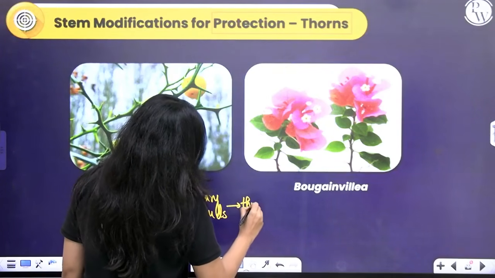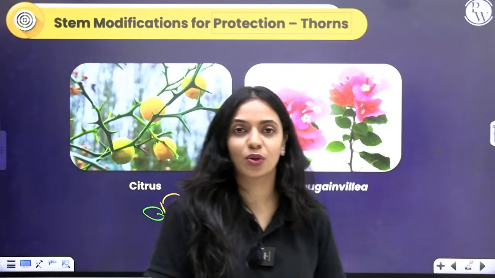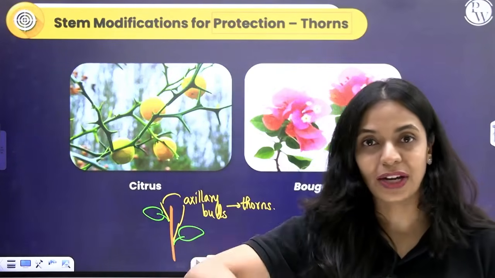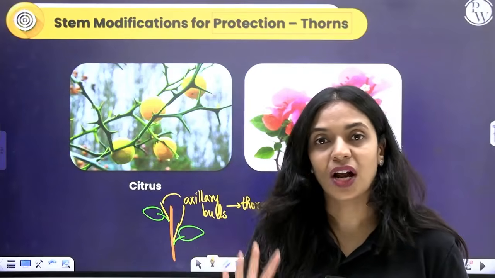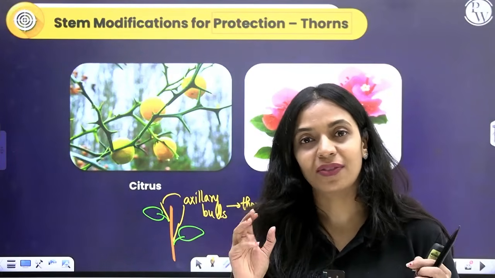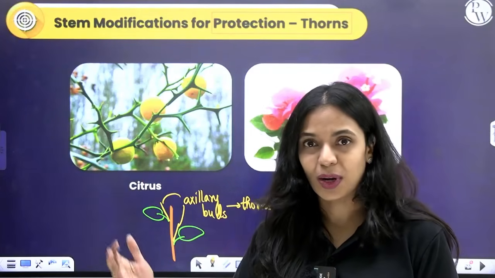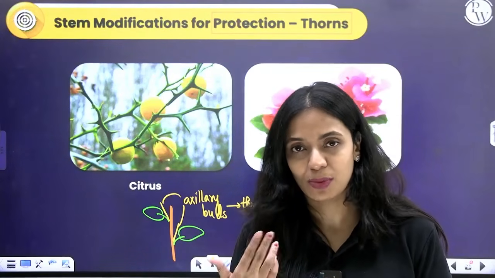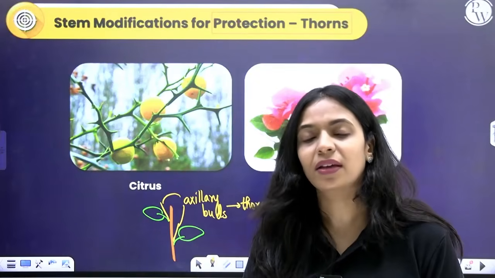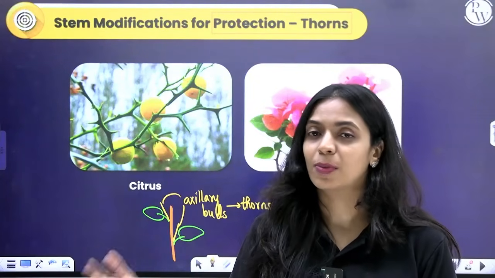What is it offering protection against? Against herbivorous organisms. You know, herbivorous organisms come and feed on these plants. So if there are thorns, those organisms, cattle, cow, sheep, buffalo, they will prevent or avoid feeding on these kind of plants, because obviously their mouth will get damaged, their mouth parts will get damaged. That's why they will avoid such plants. That way this plant is protected from herbivorous organisms.